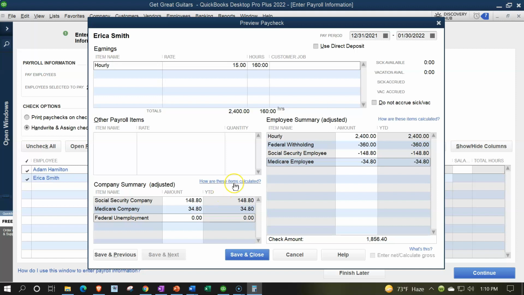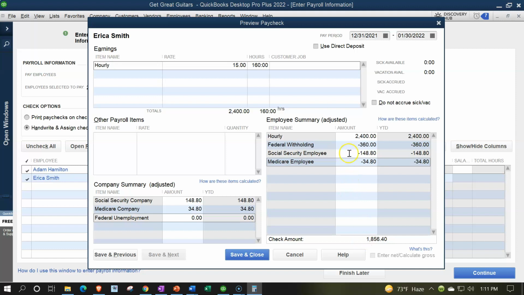We expect then the expense account to go up by the amount of the earnings, which is going to be the amount of the 2,400 for this employee. And then we're going to have the checking account go down, but the checking account's only going to go down by the 1,856.40, the amount that we're actually going to pay to the employee. The difference is going to increase some kind of liability account.